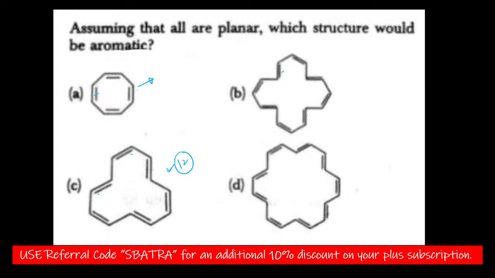So 1, 2, 3, 4, 5, 6, 7, 8, 16 electrons. Similarly, 1, 2, 3, 4, 5, 6, 7, 8, 9, so 18 electrons. Definitely this will follow your Huckel's rule. So 4n is equal to 16 and n is equal to 4. So this is the correct answer, that is option D. Great.